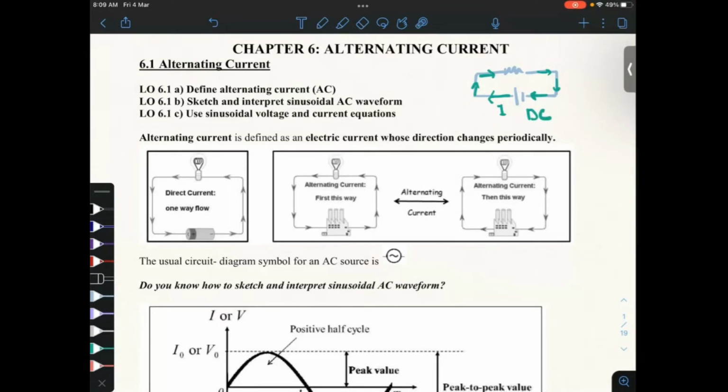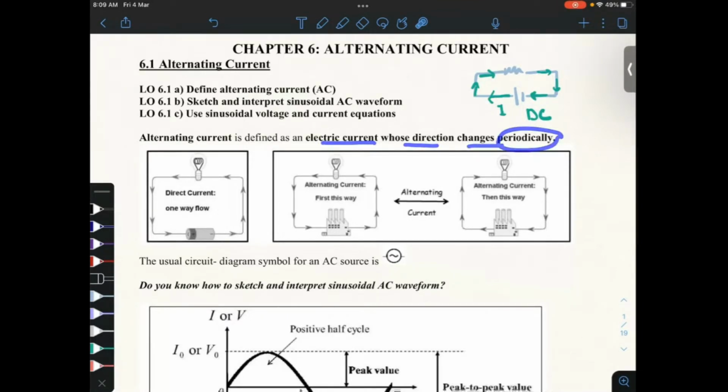Kalau your circuit is connected to the battery, dia memang direct current. Dia akan ada one way flow. Arah current lalu kamu itu adalah satu hala sahaja. Dia kena lalu daripada positif sampai ke negatif. The current is going to flow in only one direction. Okay, and then kalau alternating current pula, alternating current is defined as electric current whose direction changes periodically.